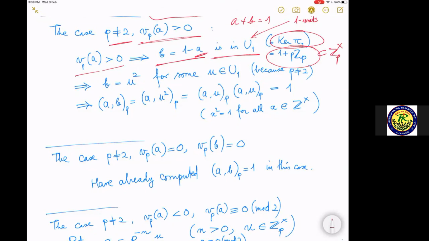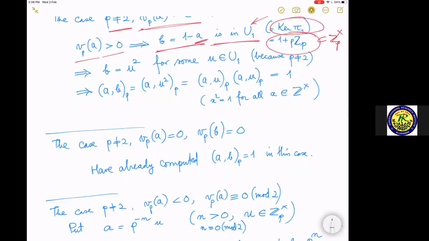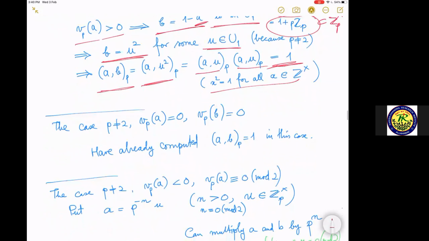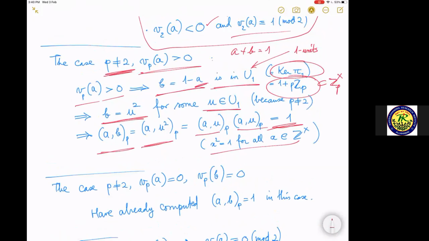So B is in U1, and when p is different from 2 and you have an element in U1, it's always a square. So you write B as u squared, then (A,B) is (A,u squared), which is (A,u) times (A,u), and the square of any element in Z_p star is 1, so I get 1 here. So that was not difficult. You have to consider so many different cases, but most of these cases are easy like this one.